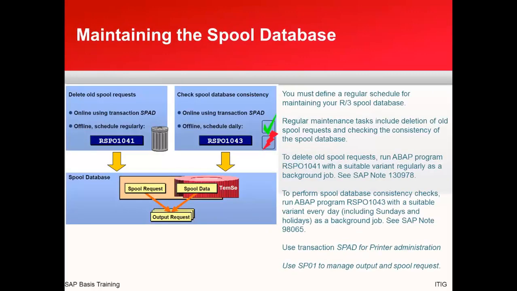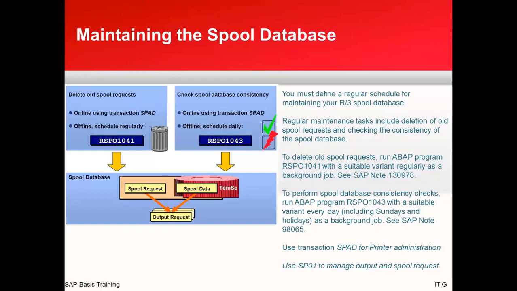Okay, next is maintaining the spool database. As you can see, the spool keeps growing. If you keep printing say hundreds and thousands of pages, it gets stored in the spool. So you need to have a mechanism to clear the older outdated spools. So how do you do that?